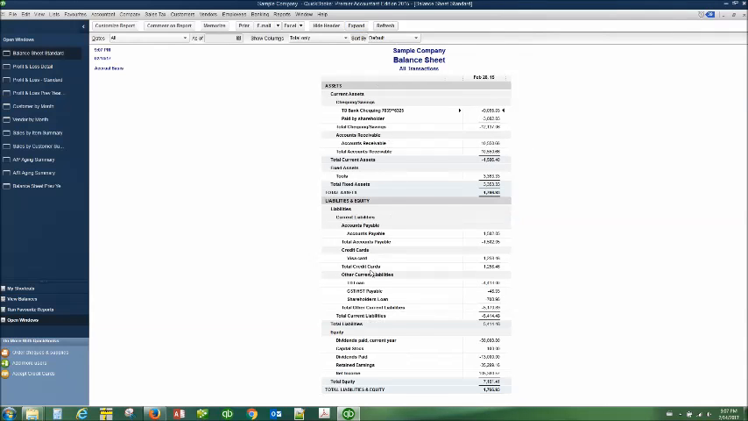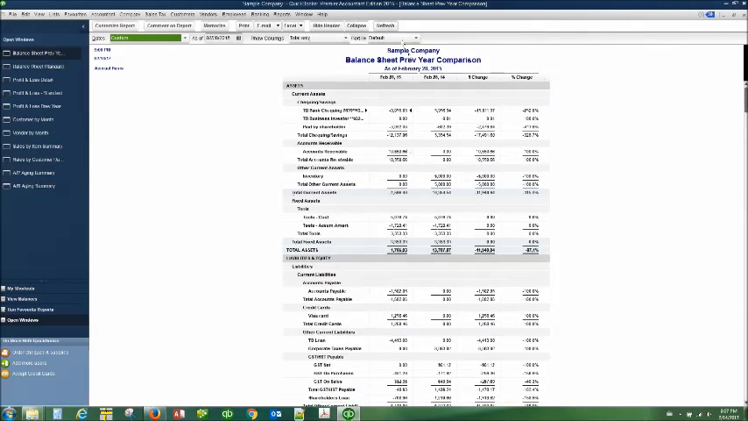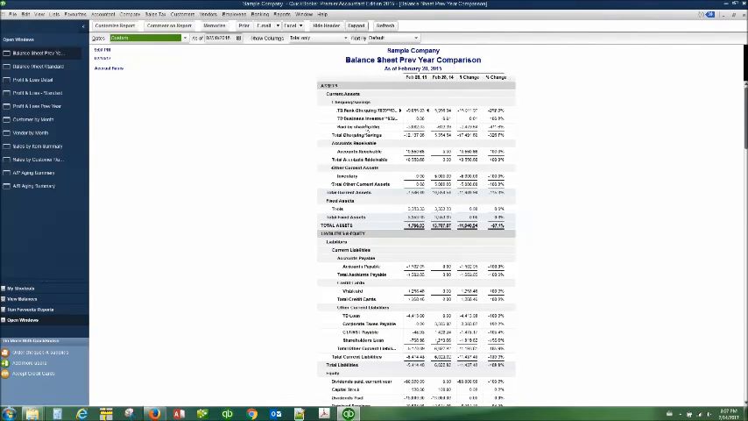Again, we can collapse it down so it's a little bit less information. And always we can compare this. Let's just collapse it. We can compare it to last year. So this is what you had this year, this is what you had last year, and it gives you a nice comparison. Now those are the standard financial statements, but there are some fun ones in here which will actually tell you what's happening with your business.